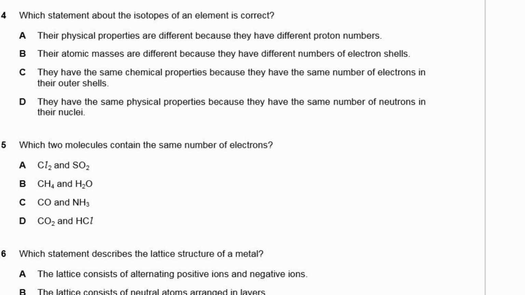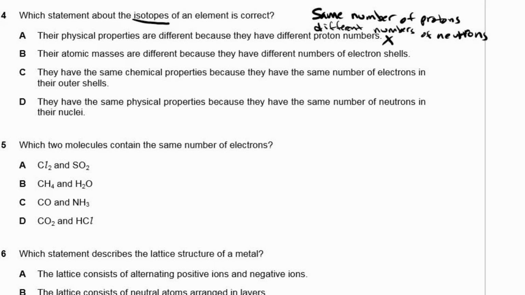Question 4. Which statement about the isotopes of an element is correct? So we're talking about isotopes. And isotopes, remember, they have the same number of protons and they have different numbers of neutrons. All right, so same number of protons, different numbers of neutrons. So the physical properties are different because they have different proton numbers. No, that's not correct. If they had different proton numbers, that'd be a different element. So that wouldn't be right.